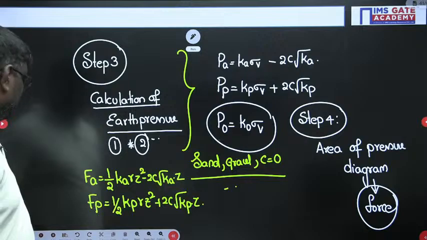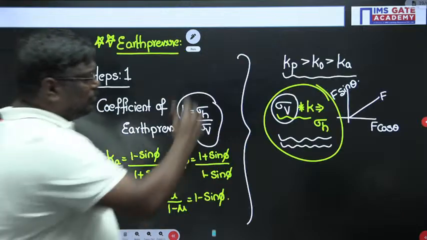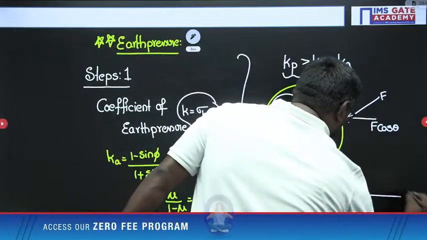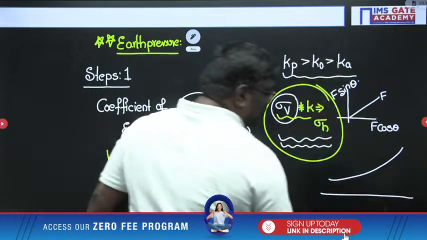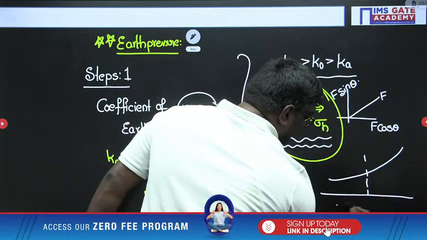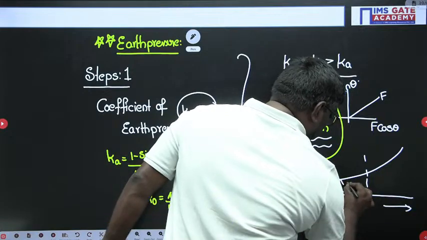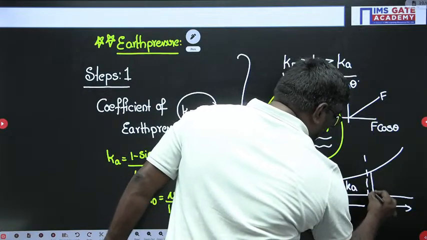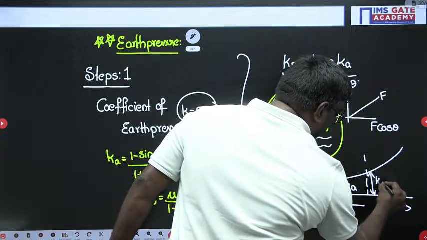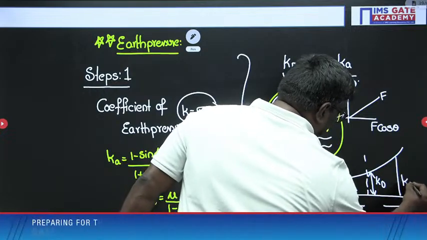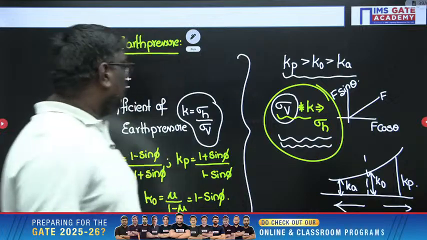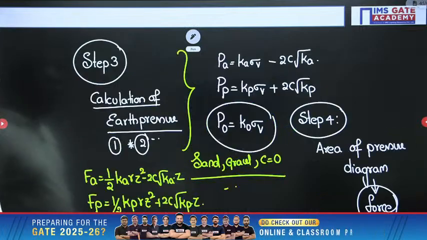Remember, my dear students, here is how you can remember this chart also. When you move away from the wall, active earth pressure is reducing. When it is stationary, it is at rest pressure. When you move towards the backfill, then it is Kp. So these steps will definitely help you.